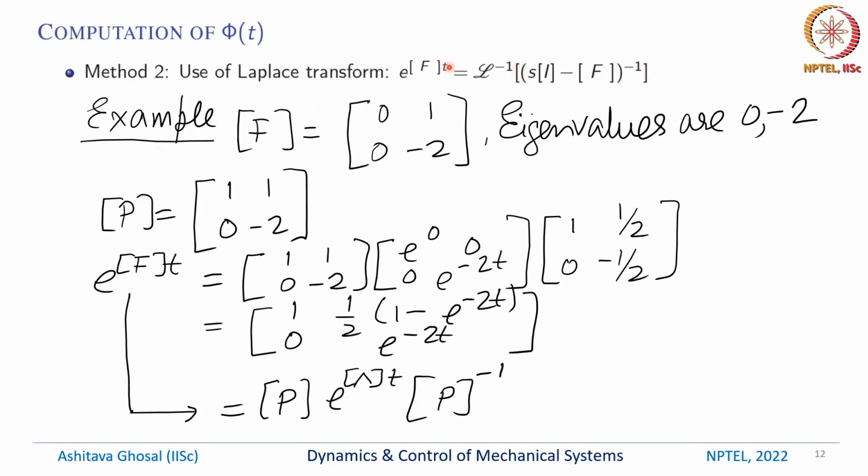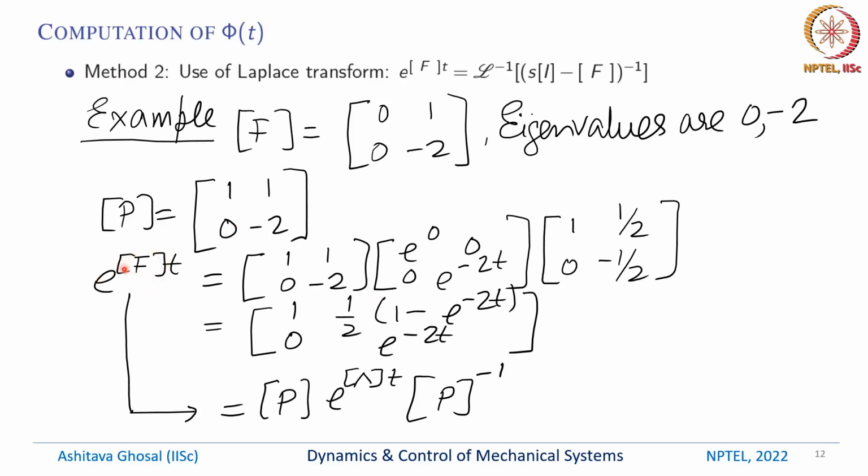So if I want to find the exponential of this matrix F using this Laplace transform approach, then I have to find sI minus F and the whole inverse, and then take the inverse Laplace transform of this. So let's take an example. This matrix F is given by 0, 1, 0, minus 2. So the eigenvalues are 0 and minus 2. Here we can find P, which is 1, 0, 1, minus 2, because remember the first column is 1, lambda 1, and the second is 1, lambda 2. So we can find the P matrix.